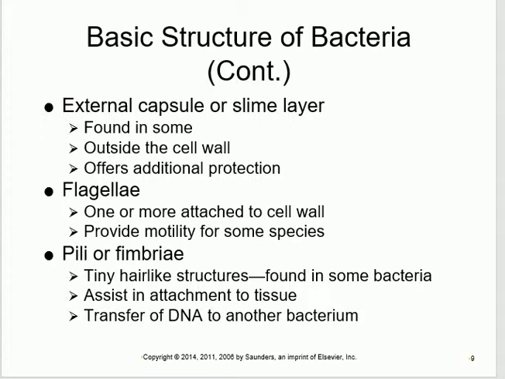Some bacteria also have flagella and pili or fimbriae. Flagella is like a tail. Pili or fimbriae is something close to the tail as well, something that looks like this, and something that looks like this. This is a flagella, which is a tail for mobility, for movement, and these are the pili for attachment. It helps the bacteria to attach to the cells, okay? Are we good so far?